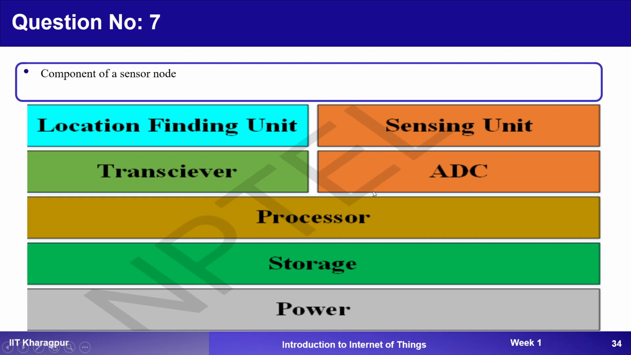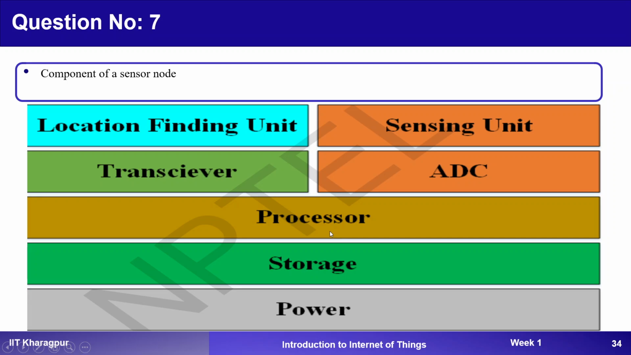Storage, as the name suggests, is used to provide some storage. The power component is used to provide power to the sensor node. And the last one is the location finding unit, which is some GPS module used to find location. So basically in a sensor, the sensing unit is required, because without the sensing unit the role of the sensor is null. The transceiver and ADC are also required, because without the transceiver you are not able to transmit the data which you have sensed.